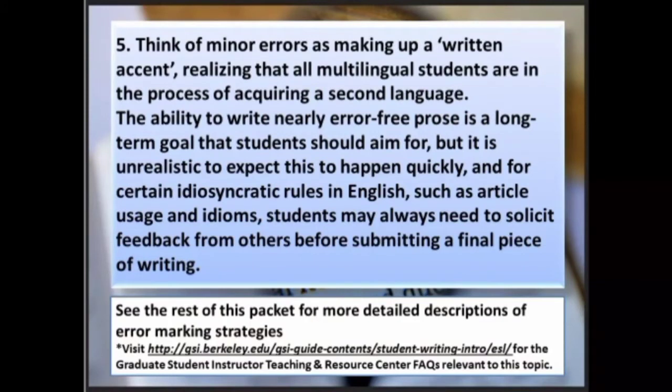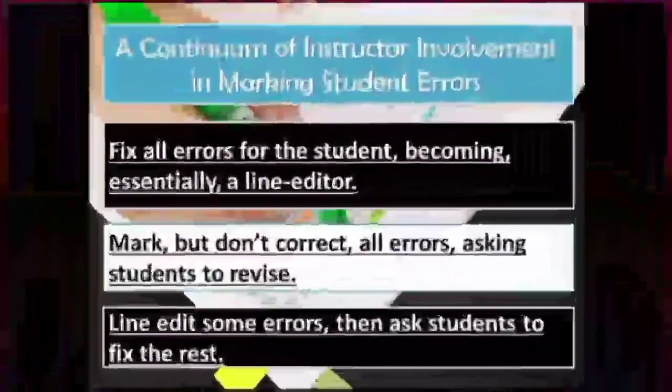And lastly, think of minor errors as making up a written accent, realizing that all multilingual students are in the process of acquiring a second language. The ability to write nearly error-free prose is a long-term goal that students should aim for, but it is unrealistic to expect this to happen quickly. And for certain idiosyncratic rules in English, such as article usage and idioms, students may always need to solicit feedback from others before submitting the final piece of writing.